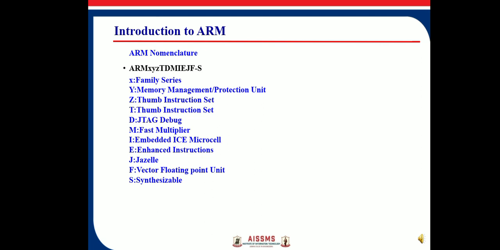Last one is synthesizable. The ARM processor core is available as source code. The software core can be compiled into a format that can be easily understood by the EDA tools. Using the processor source code, it is possible to modify the architecture of the ARM processor. So this is the long form, or explanation, of this nomenclature.